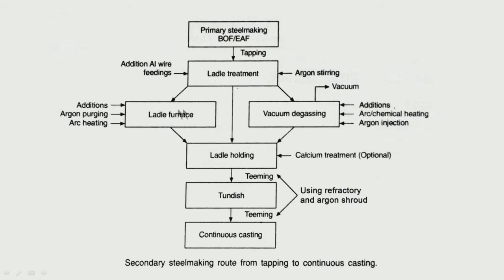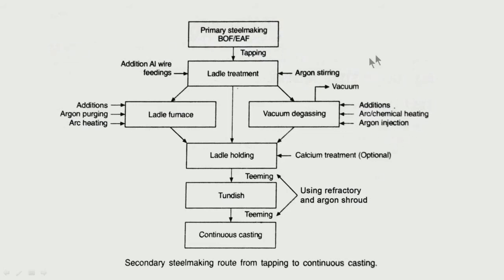Temperature management is much better here because we can heat. Now, instead of a ladle furnace, we go to vacuum degassing units. It may be RH circulation degassing, it may be VD, it may be VAD. Again, additions are possible. Arcing is possible if you do VAD; heating is not possible in RH. If you go to VAD then arcing is possible, and argon injection is always definitely possible.